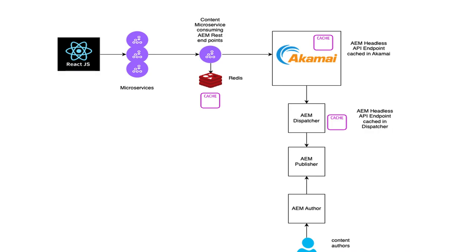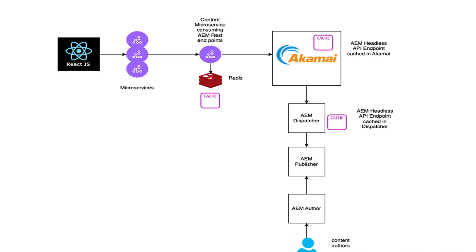Now if we look at what levels caching can be done for these AEM REST endpoints, the first layer we have is the dispatcher layer, which provides out-of-the-box caching. On top of that we have the CDN or Akamai layer, which provides another caching layer. And then these content microservices can use a Redis cache. I'll go into detail as to how these layers can be leveraged.